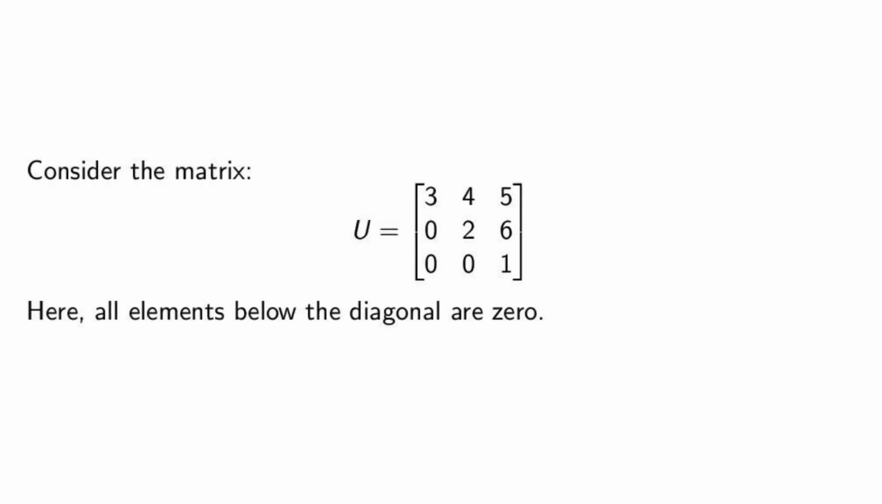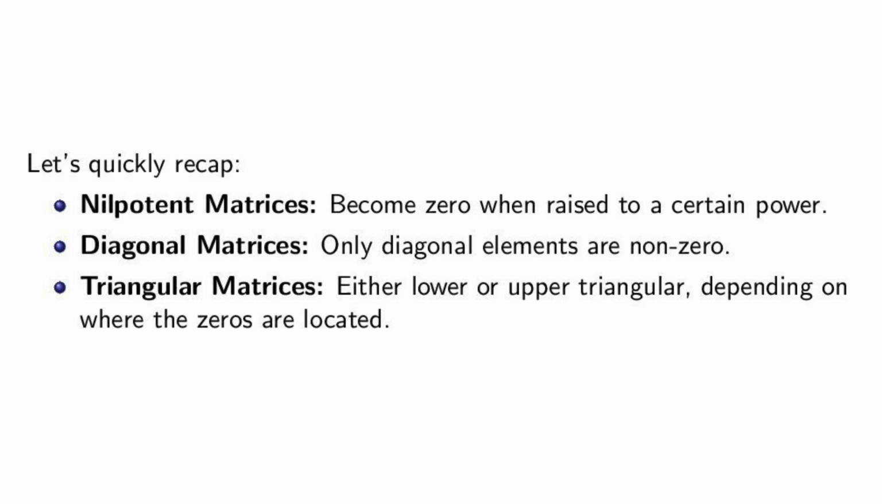This is an upper triangular matrix where all the elements below the diagonal are 0. Here, the bottom left triangle is filled with zeros. Triangular matrices are especially useful in solving systems of linear equations and are easier to work with in matrix decomposition techniques like LU decomposition. Let's quickly recap.